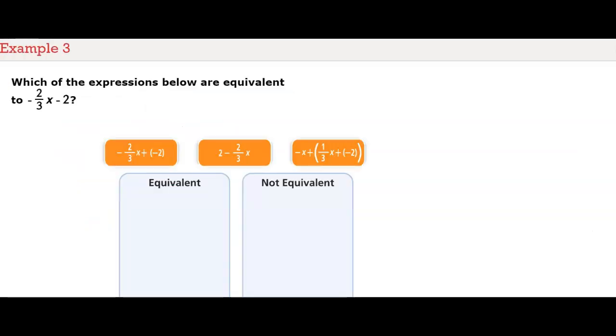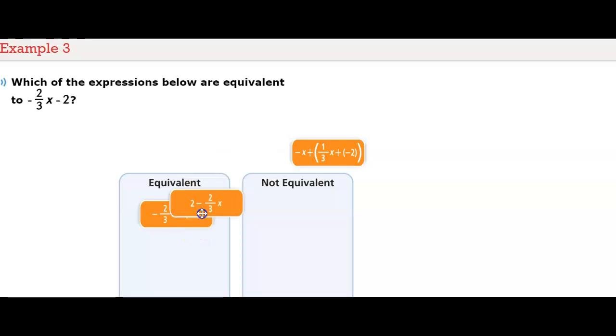Which of the expressions below are equivalent to negative 2/3 times x minus 2? Let's try dropping the tiles. Negative 2/3 times x plus negative 2 is equivalent. It stays. Up, that one doesn't stay. 2 minus 2/3 times x. So that will go under not equivalent. And it's not equivalent because my 2 here in the original expression is negative. The 2 here is not. So that automatically makes it not equivalent.